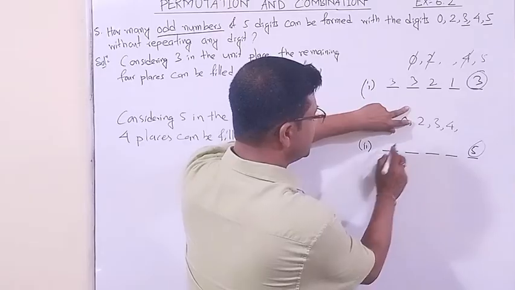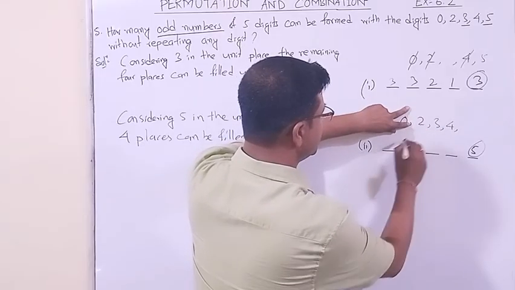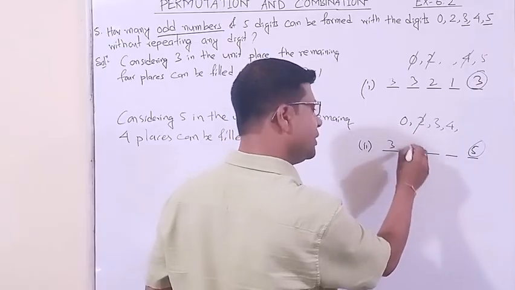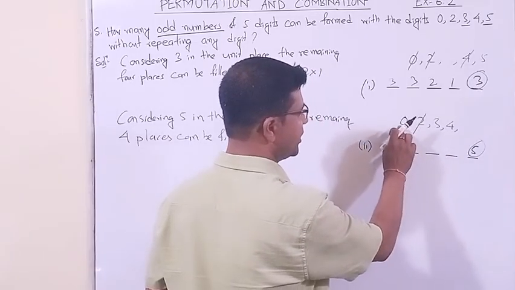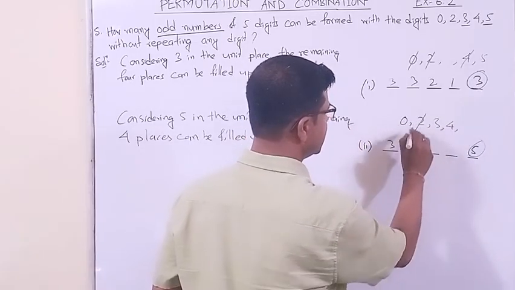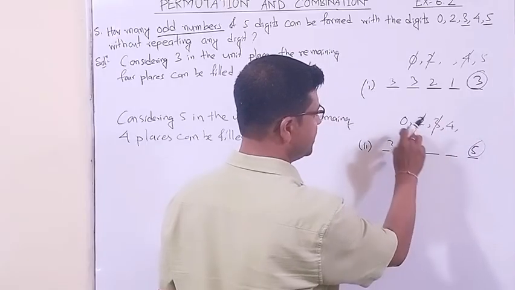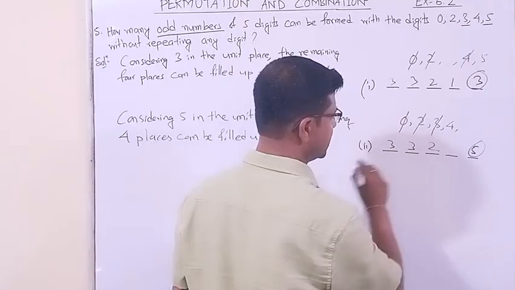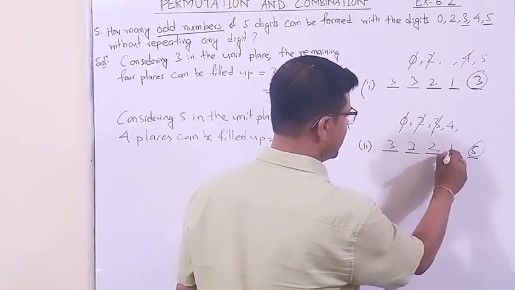So this first place can be filled up in how many ways? 1, 2, 3 ways. Suppose 1 is chosen. You can put 0 here. So this place can be filled up in how many ways? 1, 2, 3. 3 ways. Suppose this is chosen. This place can be filled up in how many ways? 1, 2. 2 ways. Suppose this is chosen. This place can be filled up in 1 way.